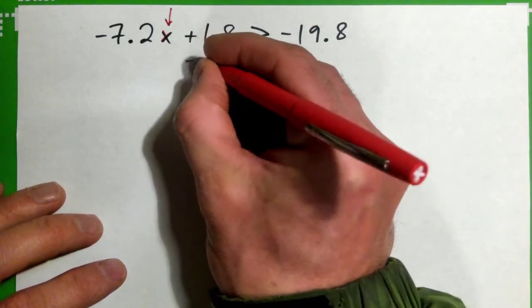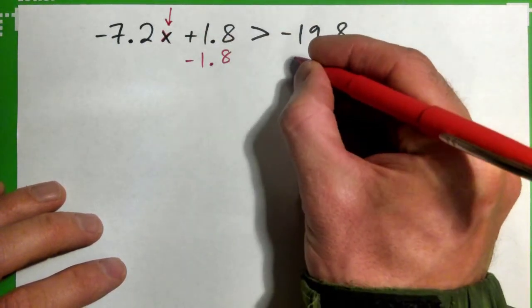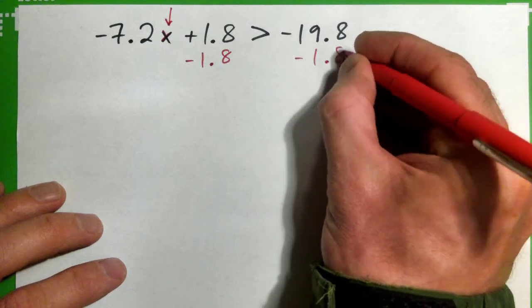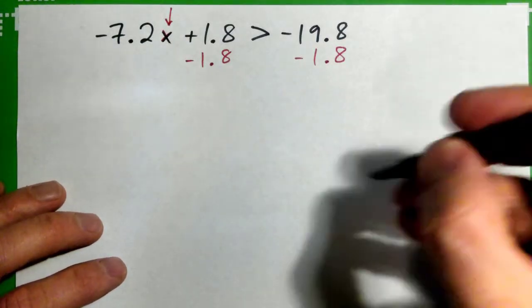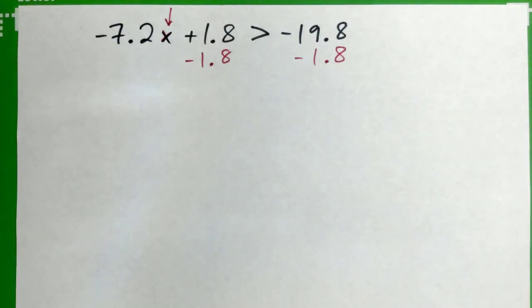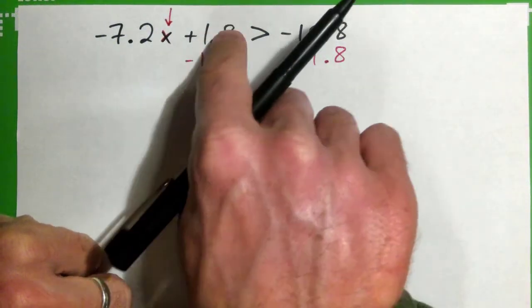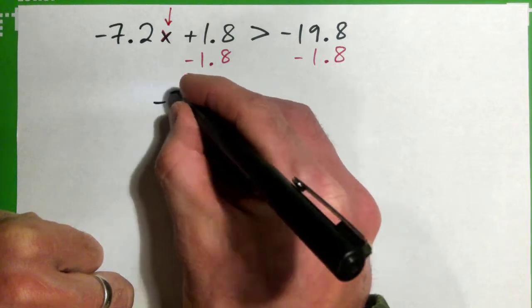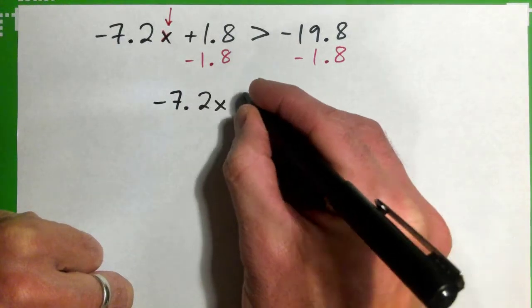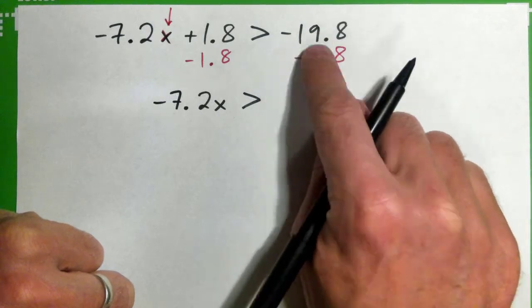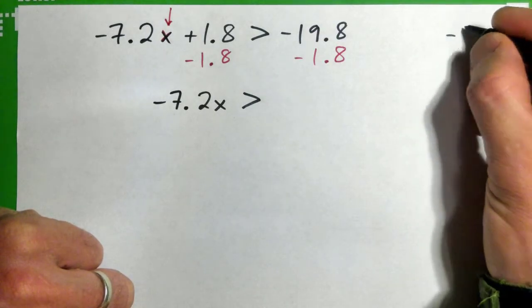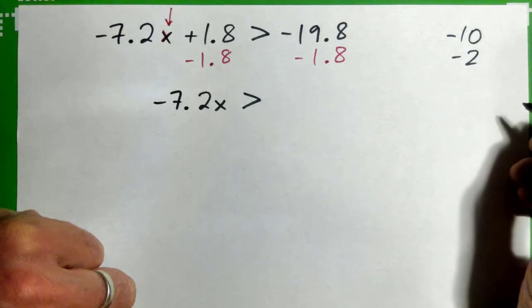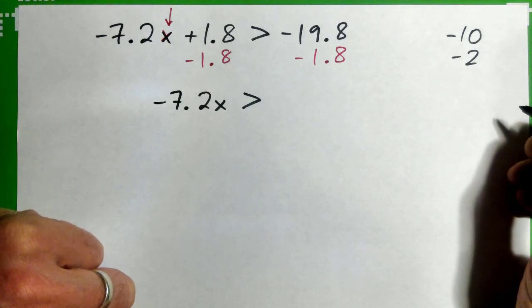So if I subtract 1.8 from both sides, okay, let's do that first. So subtracting 1.8 from both sides means that this makes 0. So we just have negative 7.2x is greater than, and if we combine these, remember it's kind of like if you had negative 10 and you subtracted 2, what would the answer be? What's negative 10 minus 2?